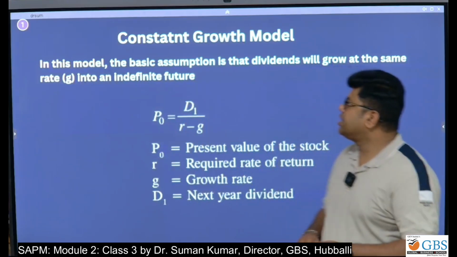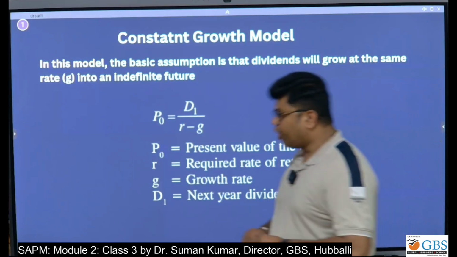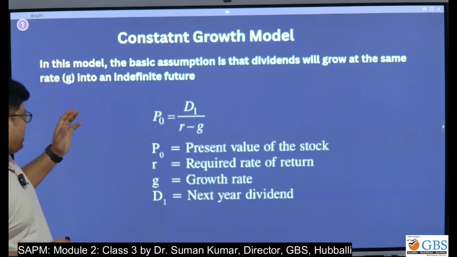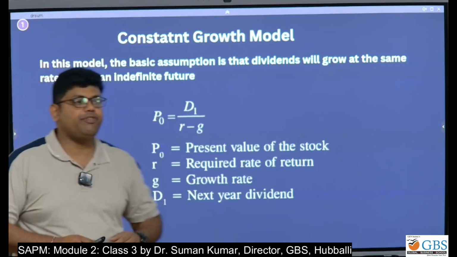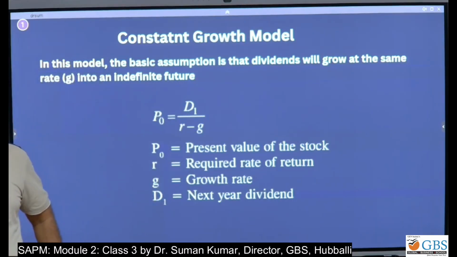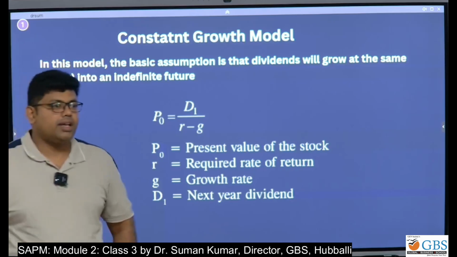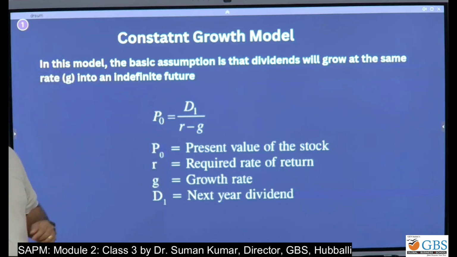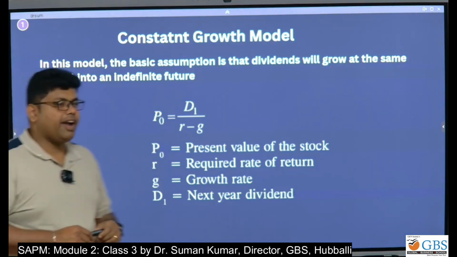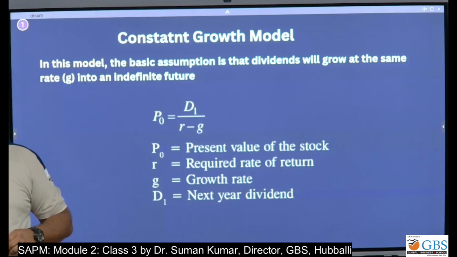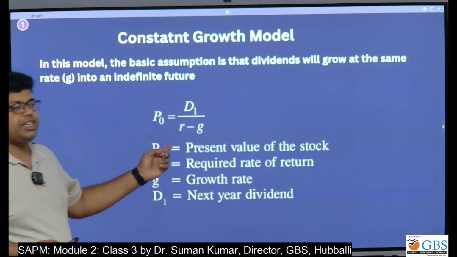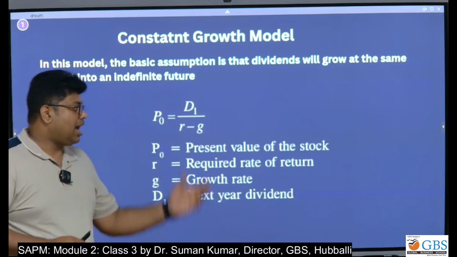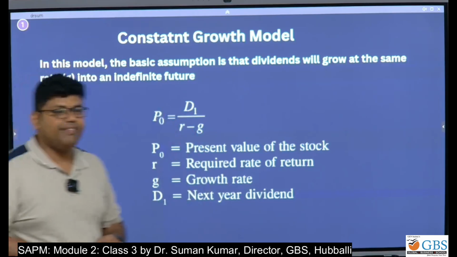That is the constant growth model. In this model, the basic assumption is that the dividend will grow at the same rate into an indefinite future. So the dividend will be growing at the same constant rate. Then we use this formula: P0 is equal to D1 divided by R minus G. R is the required rate of return, G stands for growth rate, and D1 is the dividend.